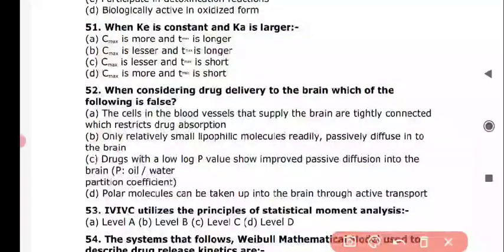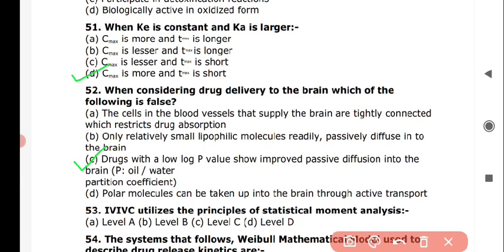Next question is, when Ke is constant and Ka is larger, then, and the correct answer is option D, then Cmax is more and Tmax is short. Next question is, when considering drug delivery to the brain, which of the following is false? And the correct answer for this question is option C, that is, drugs with low log P value show improved passive diffusion into the brain, P being the oil in water partition coefficient.